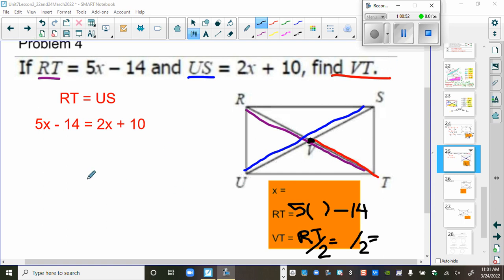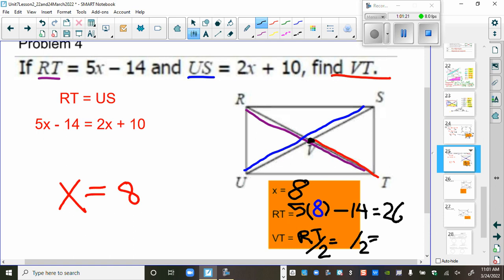All right, here we go. Real quick. What did we get for X? 8. All right. And at this juncture, I'm not going to go over it. X is 8. And then, what about RT? So take your 8. What does RT turn out to be? RT is? Yep. And then what about VT? 13, good.